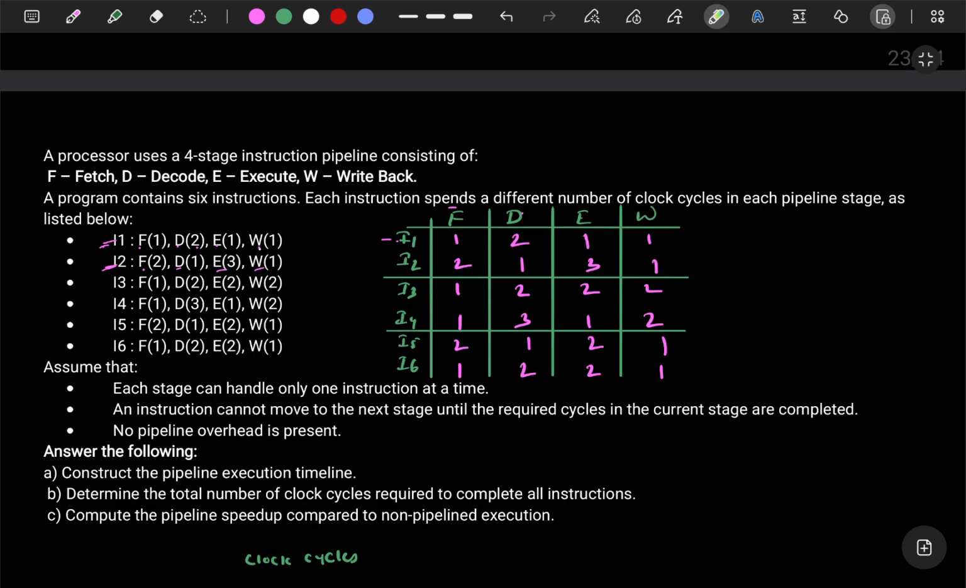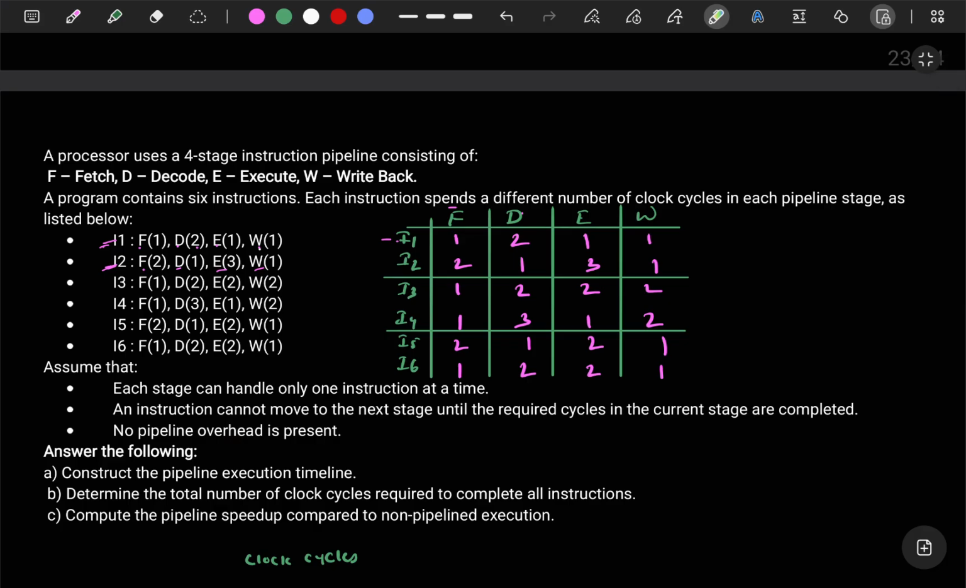Next is switching delay. Switching delay means when data is moving from one stage to another stage, or from decode to execution, at that time also there are some delays, which we are not considering. Also control signal setups have some delays. All these delays we are ignoring while solving this question. Those are extra delays, that's why it is called overhead.